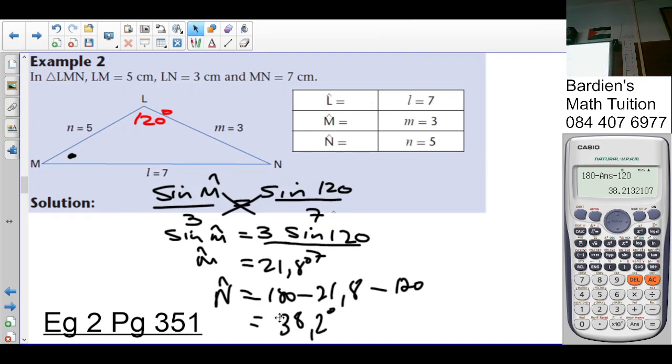Right, you guys understand? For homework, it's all the sums that you have not answered in the exercise.